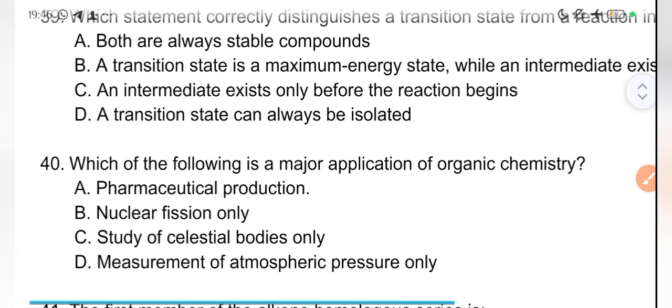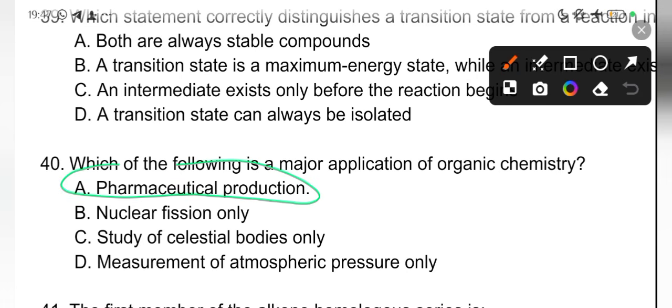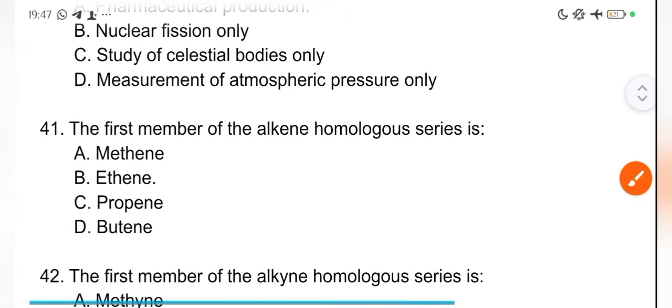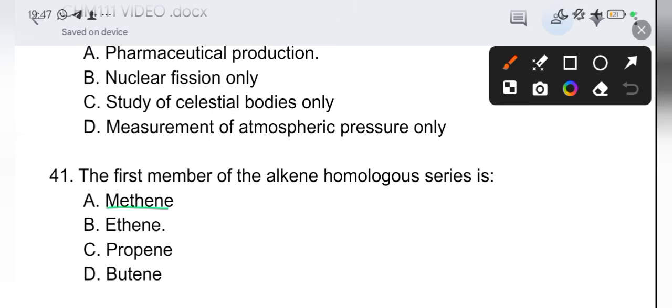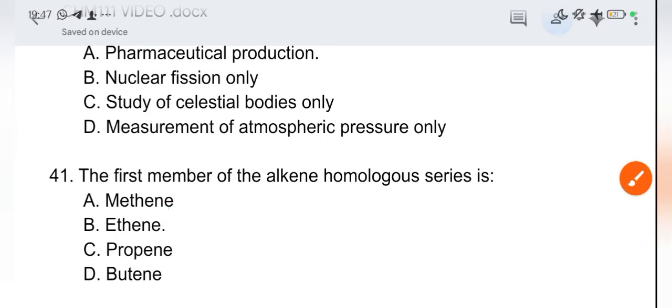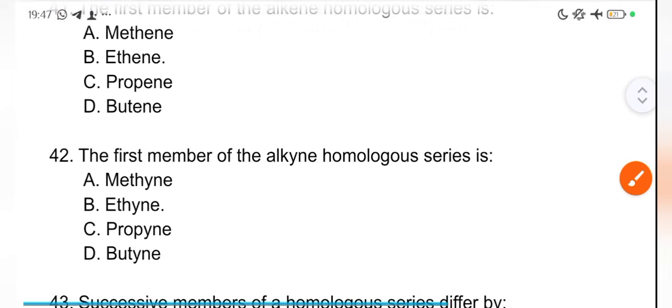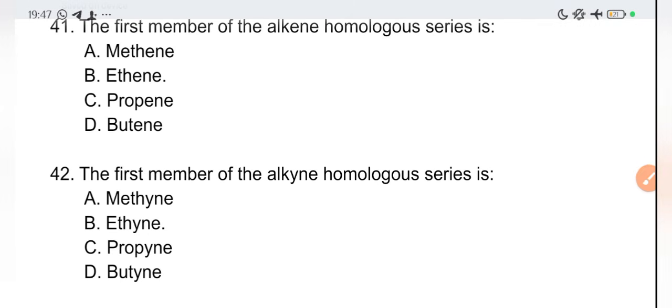Number 40. Which of the following is a major application of organic chemistry? The major application of organic chemistry is pharmaceutical production. The first member of the alkane homologous series is known as methane. 42. The first member of the alkyne homologous series is known as ethyne.